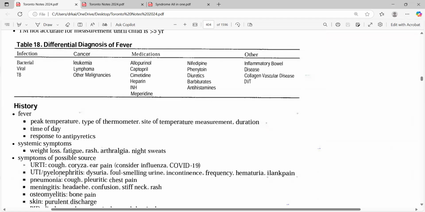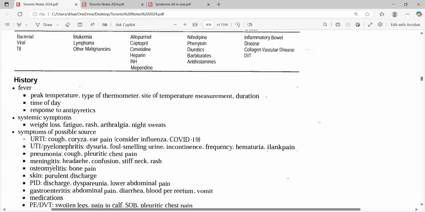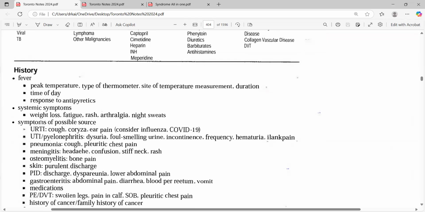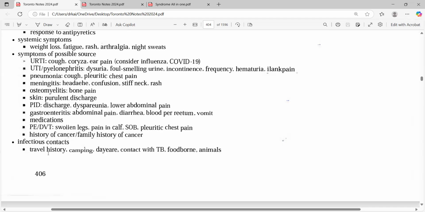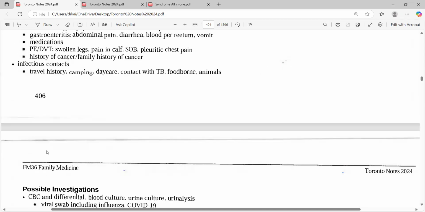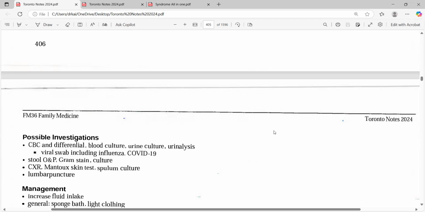Then upper respiratory tract infection, UTI, pneumonia, meningitis, anything could be there based on the history. So pulmonary, and then pulmonary embolism could be there. Then gastroenteritis and history of cancer. Please keep in your head that cancer can also present with only fever. Fever, weight loss, night sweats: think of cancer. Old people, 60 plus, fever, night sweats, and weight loss. If any of these things is mentioned in the scenario, it could be cancer, and it will make your diagnosis a lot easier.